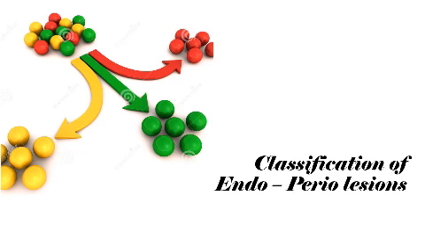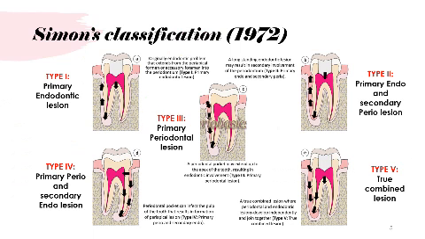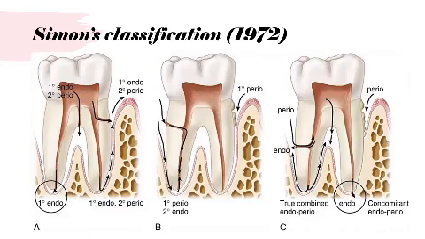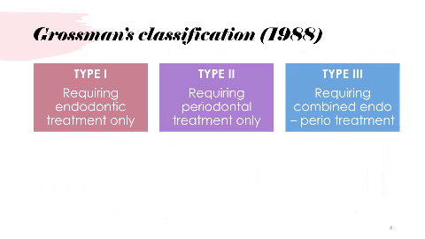Classification of endoperio lesion. Simon's classification in 1972, where there are 5 types: type 1 being the primary endodontic lesion, type 2 the primary endodontic and secondary periodontal lesion, type 3 the primary periodontal lesion, type 4 the primary periodontal and secondary endodontic lesion, and type 5 the true combined lesion. So this is a picture showing all the 5 types. The infection can spread either from the pulpal tissue to the periodontal tissue or vice versa through the apical foramina, accessory foramina, lateral canals, as well as through the furcation area.